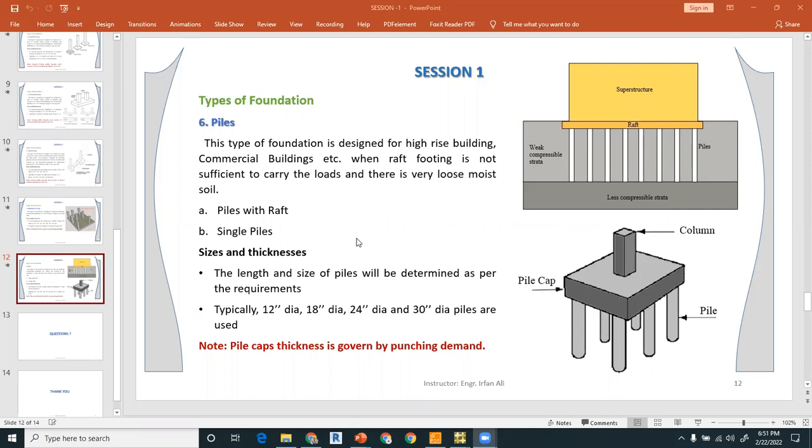ETABS or SAFE, whichever software you are using, and we will be designing using these software. You can model your walls, and then you have to design these as per the requirement. You can also do it manually, but now the time is gone for manual calculations. Now it is the advanced era, and you have to make yourself advanced to make use of these software.